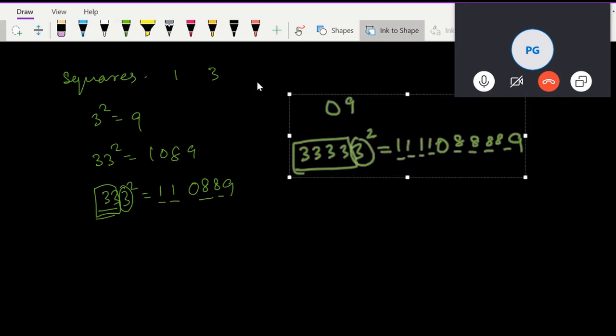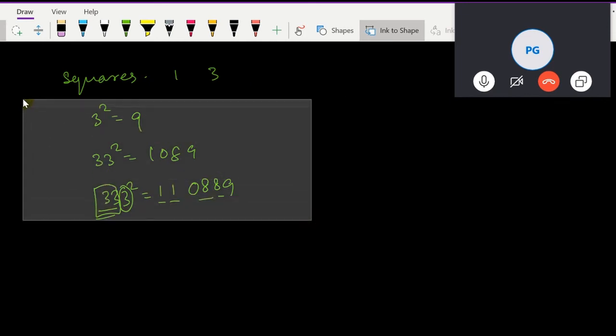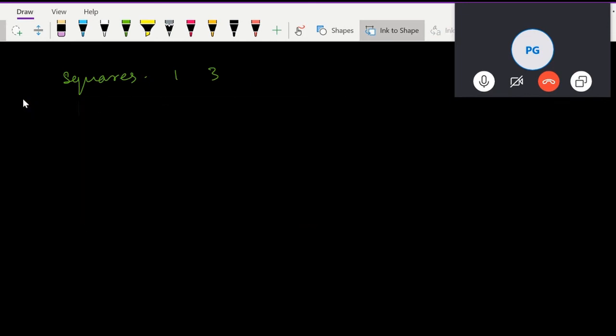Next we do this for 5. Numbers with 5. So 5 square is 25. What is 55 square?